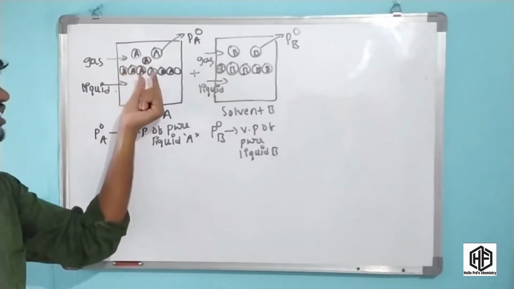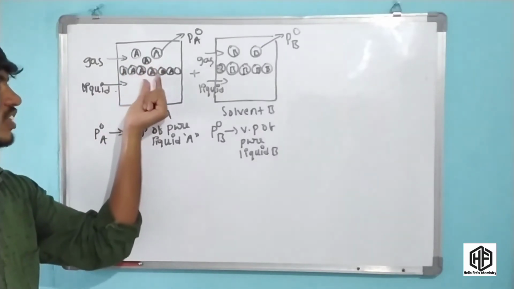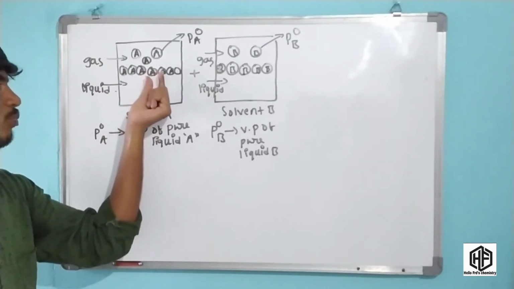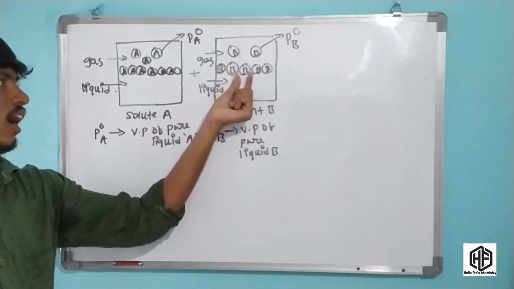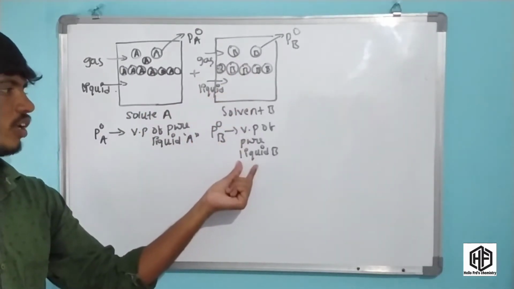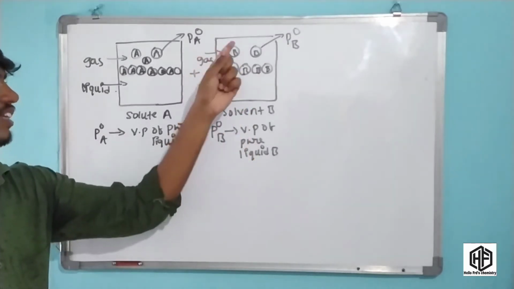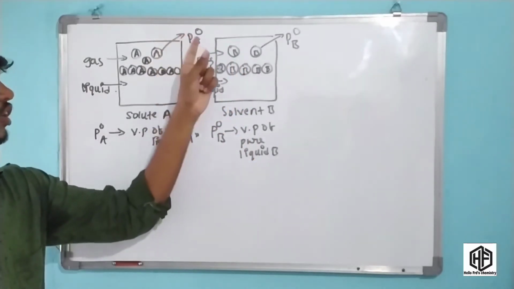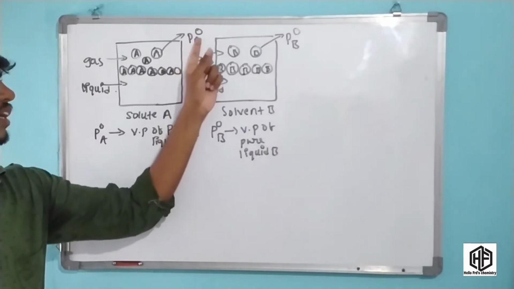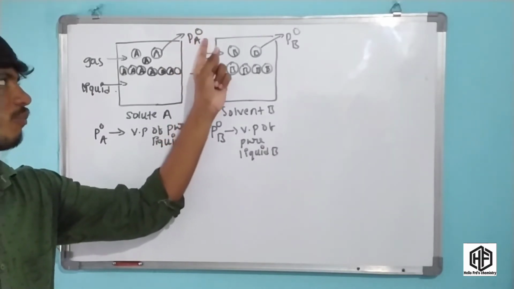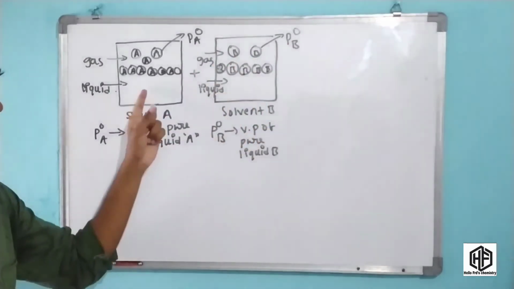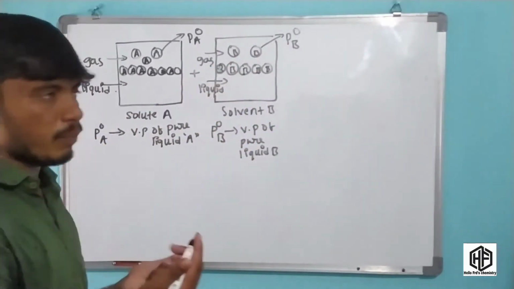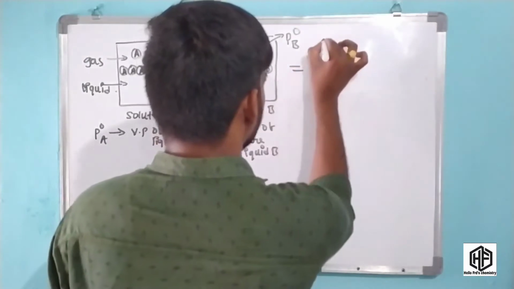On the surface of the pure liquid A there are liquid molecules and gaseous molecules, and on the surface of the other beaker, the component is pure liquid B. These gaseous molecules have vapor pressure PA0. This is the vapor pressure of pure liquid A. This is the vapor pressure of pure liquid B. Now this is solute plus solvent. Now we have to prepare a solution. The solution is like this.